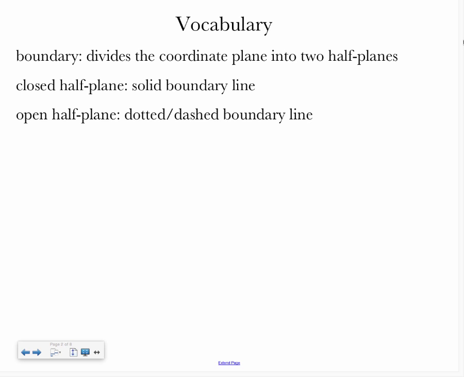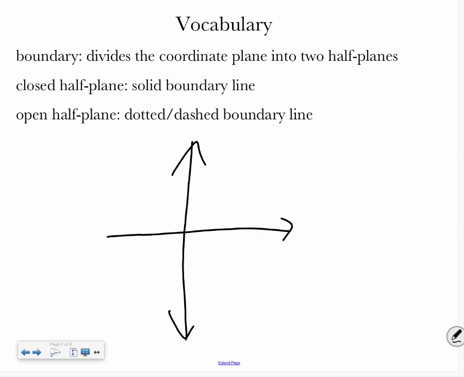Boundary. A boundary is what divides the coordinate plane into two half planes. So for example, if I had my coordinate plane just like this, if that is the graph of the line, that is my boundary line. So the line of the graph is the boundary. And then a closed half plane looks like what I've drawn in black. An open half plane would be, if this were the line, it would be dashed like that. Okay, and that'll make more sense in, actually no, I'll explain it right now.